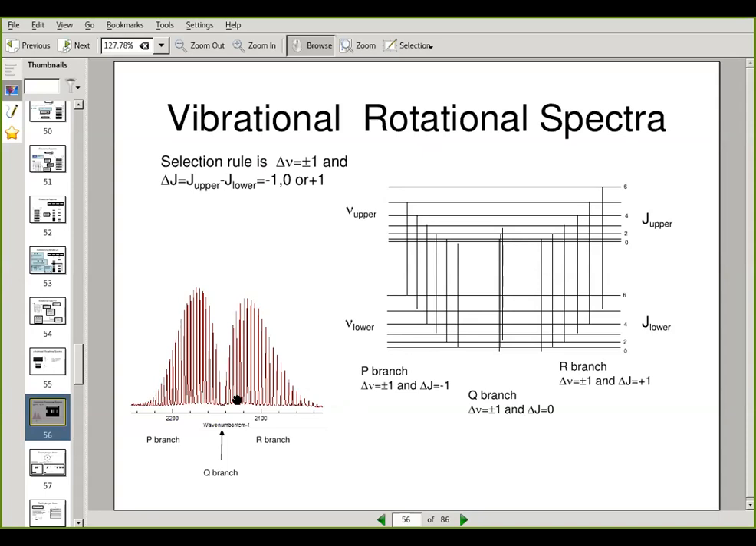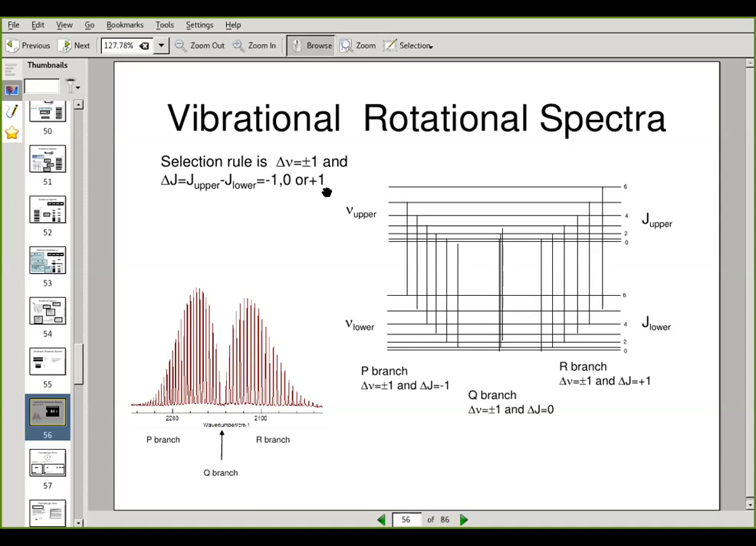We're giving it enough energy to jump right out of one vibrational energy level to the other. But we have different branches; there are different ways that jump can occur. And there are some selection rules: your vibrations must change by 1. In a vibrational-rotational spectrum, your vibrations change by 1, so it's going from one vibration to another. But your rotational energy can either drop by 1 or go up by 1.